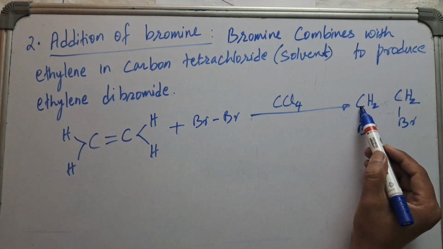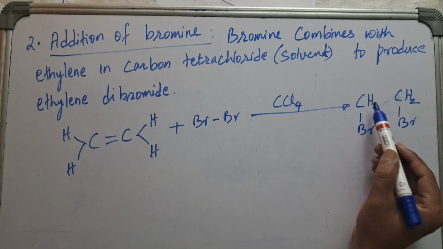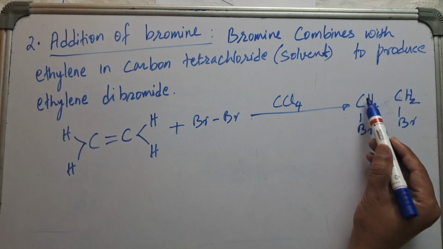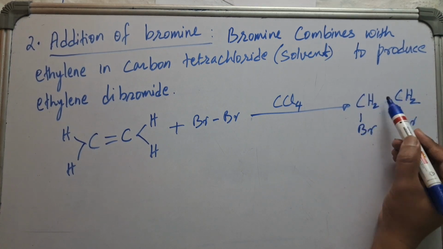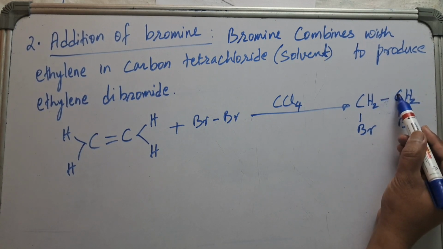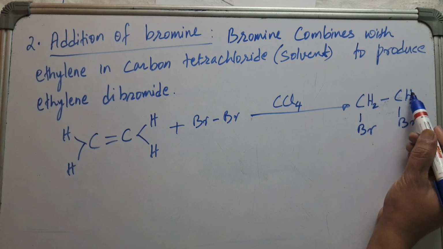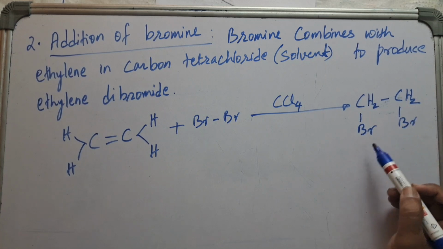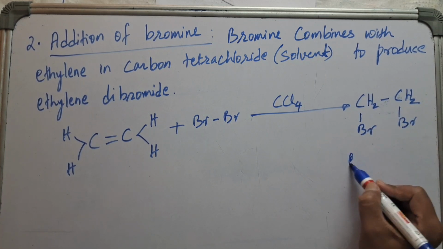Now the valency of this carbon is 4. So 2 hydrogen means 2, 3, 3 valencies are fulfilled. So we need 1 bond here. Similarly, the valency of this carbon, 1, 2, 2 hydrogen means 2 bonds, isn't it? 2, 3, 4. Okay. So this is ethylene dibromide.